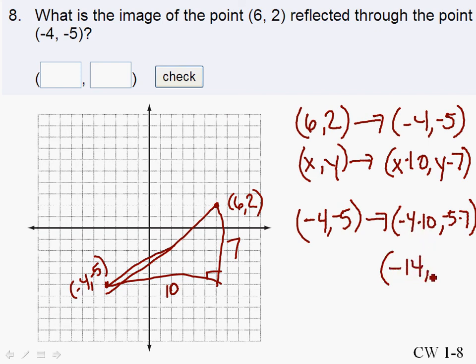So my new point when we reflect it through: negative 4 minus 10 is negative 14, and negative 5 minus 7 is negative 12. It's not going to fit on this particular graph, so I'm not going to graph the point, but my new point is negative 14, negative 12. Because to get from here to here, I went down 7 and over 10. The reflection is going to be the same. I'm going to go down 7 and over 10, so it's a perfect reflection. So I get negative 14 and negative 12. Take a moment to try your number 8. We will start with number 9 on the next video.